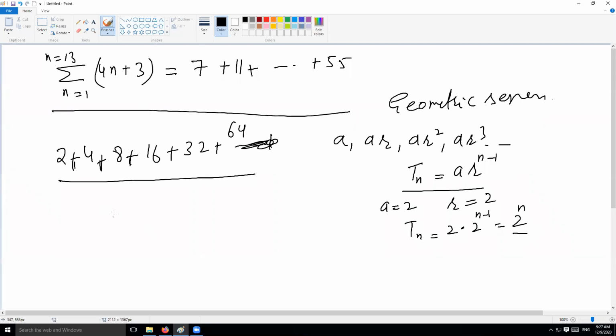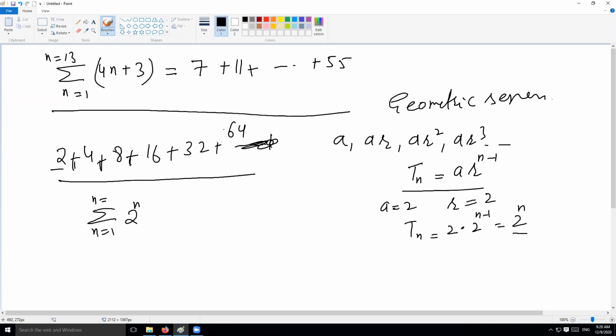So if you have to write this in the form of a sum, you're going to say that you have this 2 power n, and the sum starts from what? What value of n should I put here so that I get 2, the first term? So I'm going to say that it starts from n equal to 1. And then it ends at which term? Like this term.